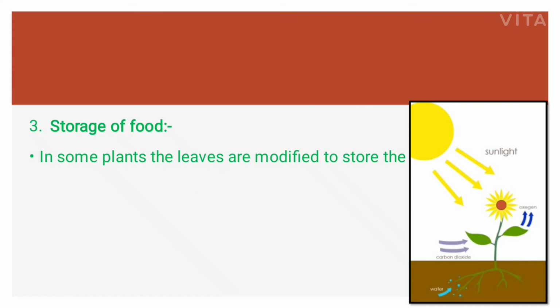Then storage of food. In some plants, the leaves are modified to store food. We know the example here, cactus-like leaves.